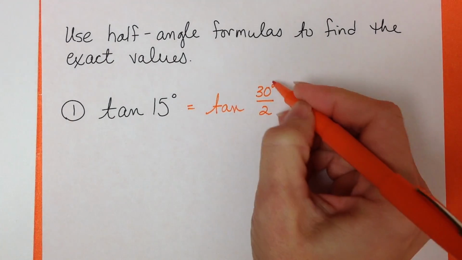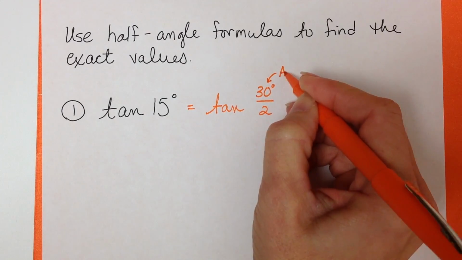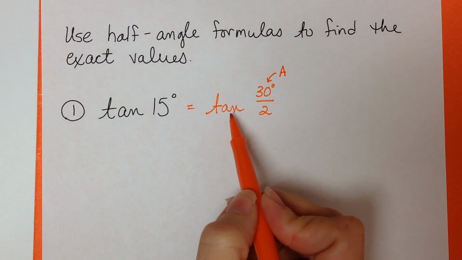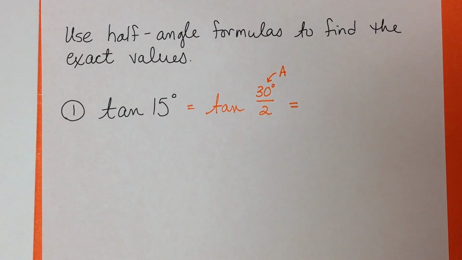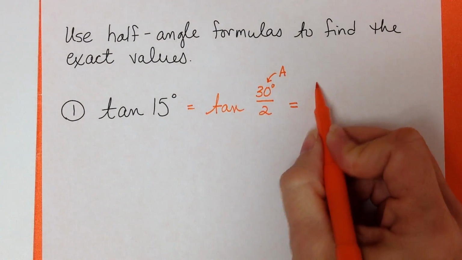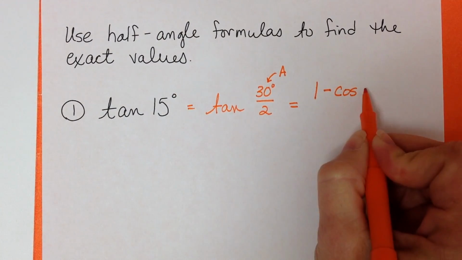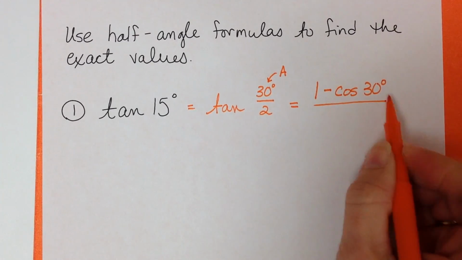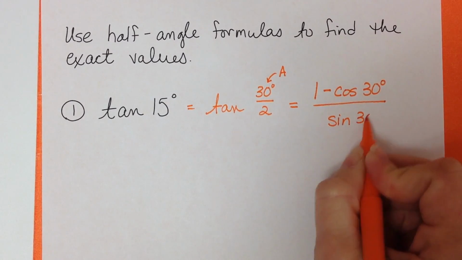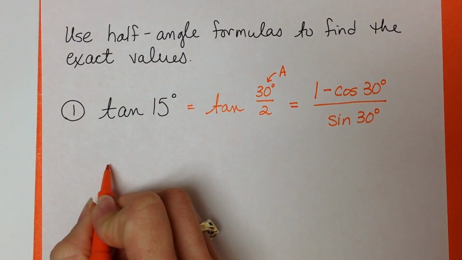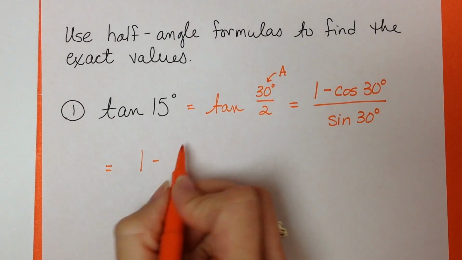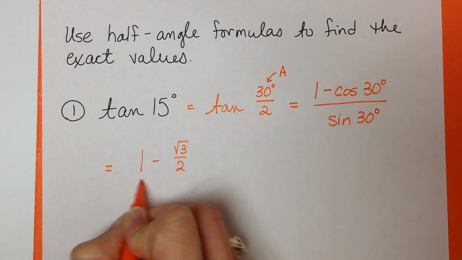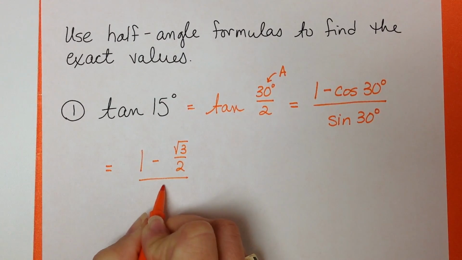So in your formula, 30 degrees is your A, because if you look back at your formulas, this is written as tangent of A divided by 2. So A is 30 degrees. When you go to your formula, your half angle for tangent, again I'm just going to use the first one, I would have 1 minus cosine A, which is 30 degrees, divided by sine A, which again is 30 degrees. Now just recall your exact values that we've used several times. Cosine 30 degrees is square root 3 over 2, and sine 30 degrees is 1/2.